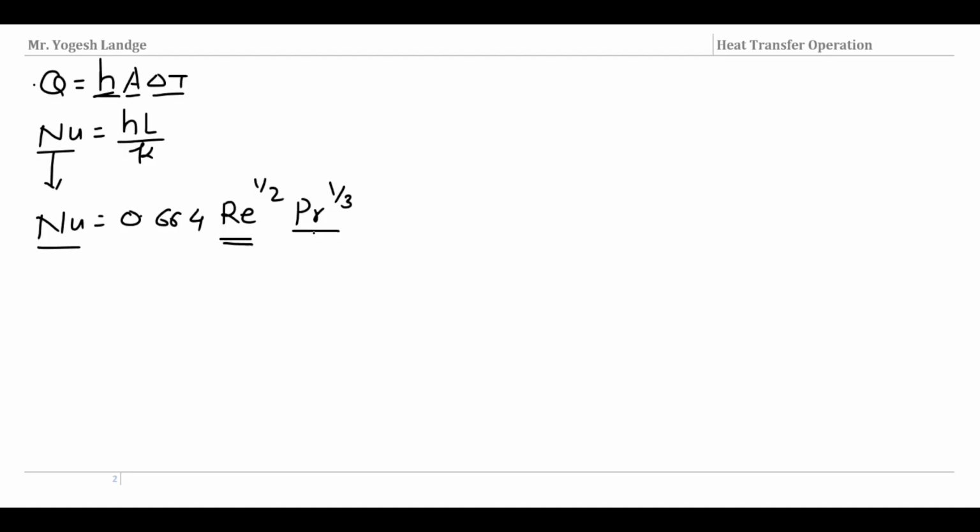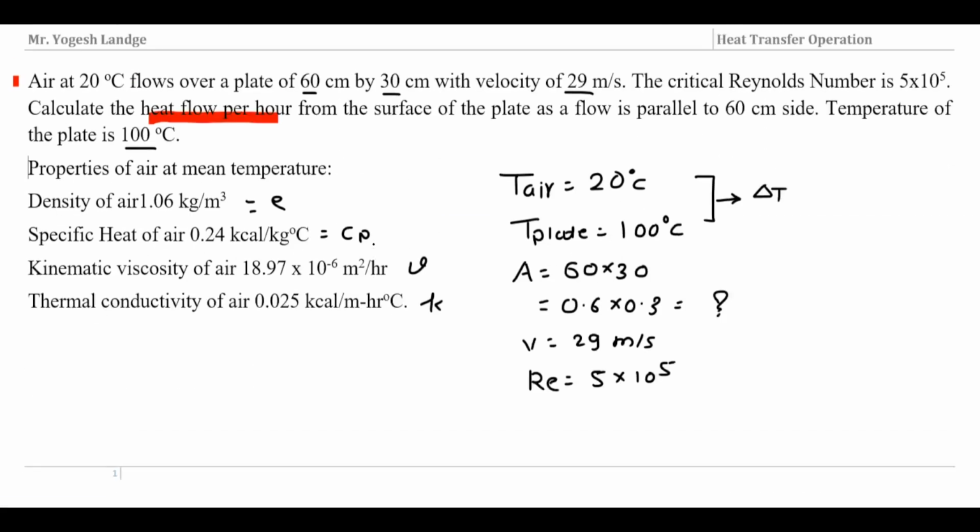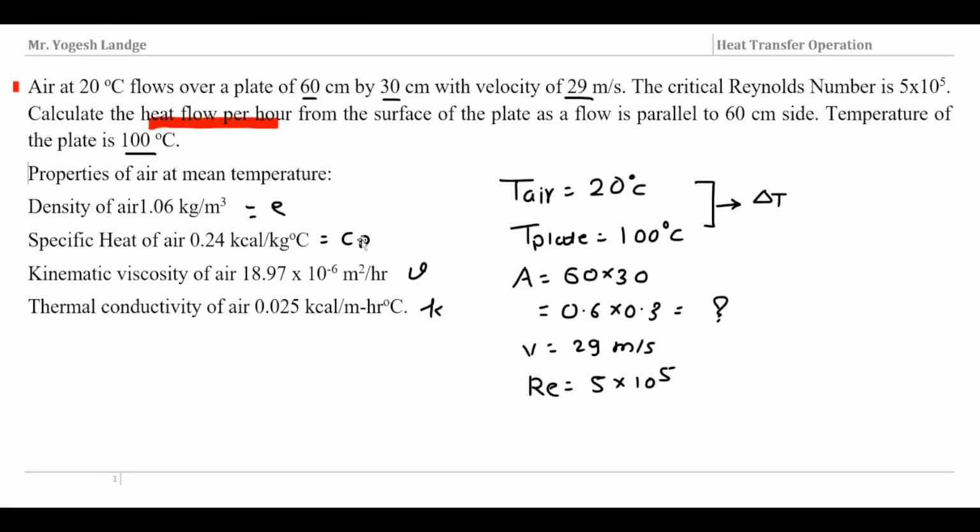So here, again, we try to know what is the Prandtl number, and we know that it is a dimensionless number. The Prandtl number is equal to Cp, the specific heat, into the dynamic viscosity, upon K, the conductivity of the fluid. In our data, we are given the value of Cp, we know the value of K, but we don't know the value of viscosity.